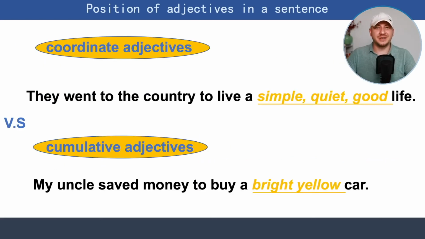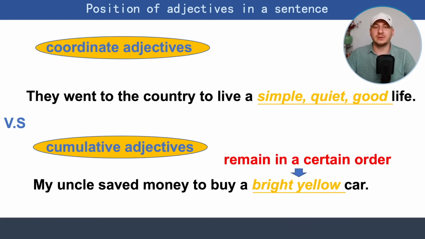When adjectives are equal, we can use and to separate them, or we can use a comma. For example, they went to the country to live a simple and quiet and good life. If we can use and or we can use a comma, then we call these coordinate adjectives. But if we have adjectives that modify other adjectives, we call them cumulative adjectives. For example, my uncle saved money to buy a bright yellow car, right? So bright modifies yellow, and here we cannot use and.